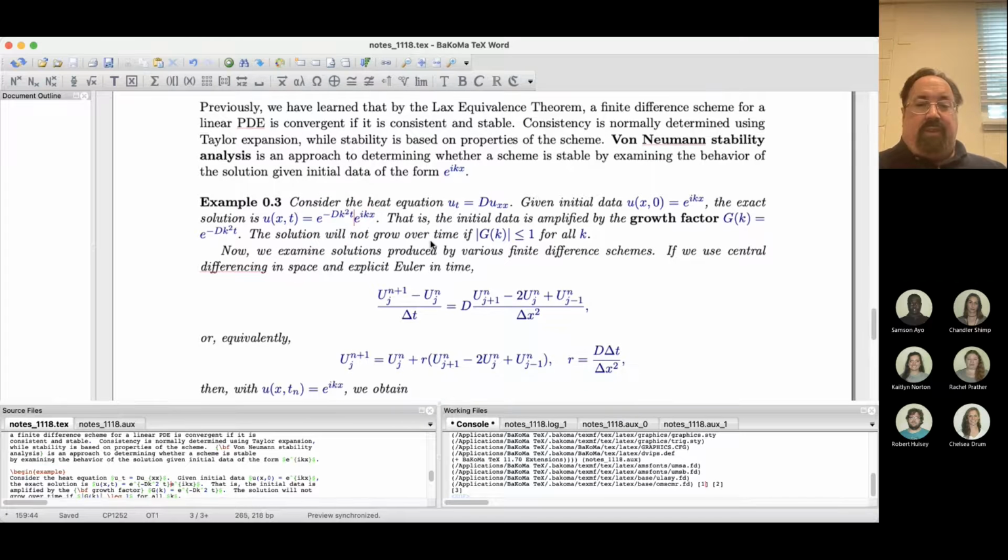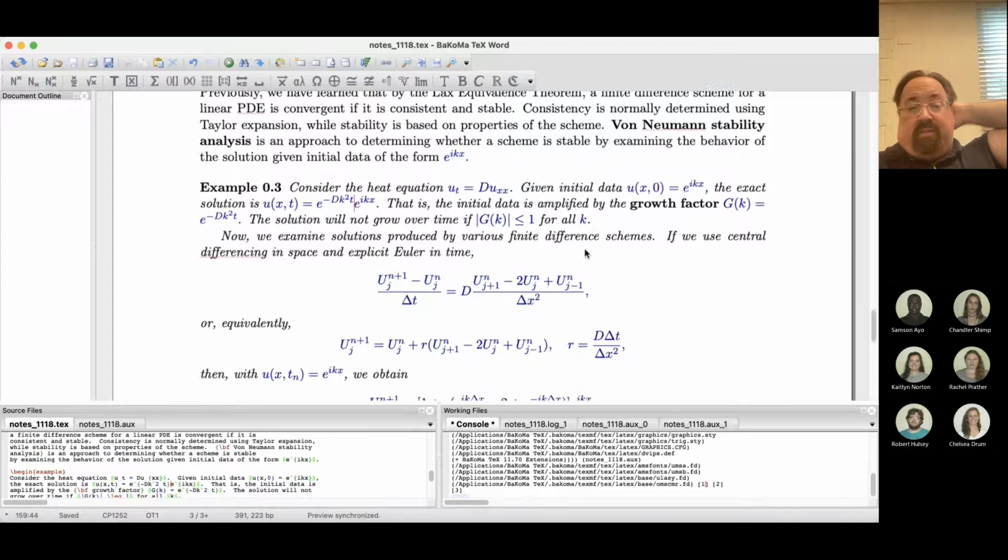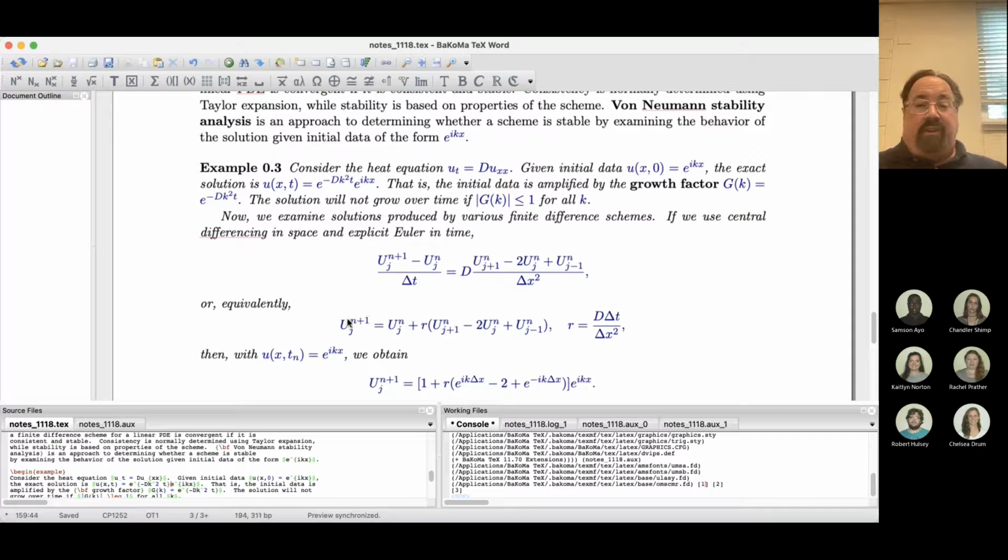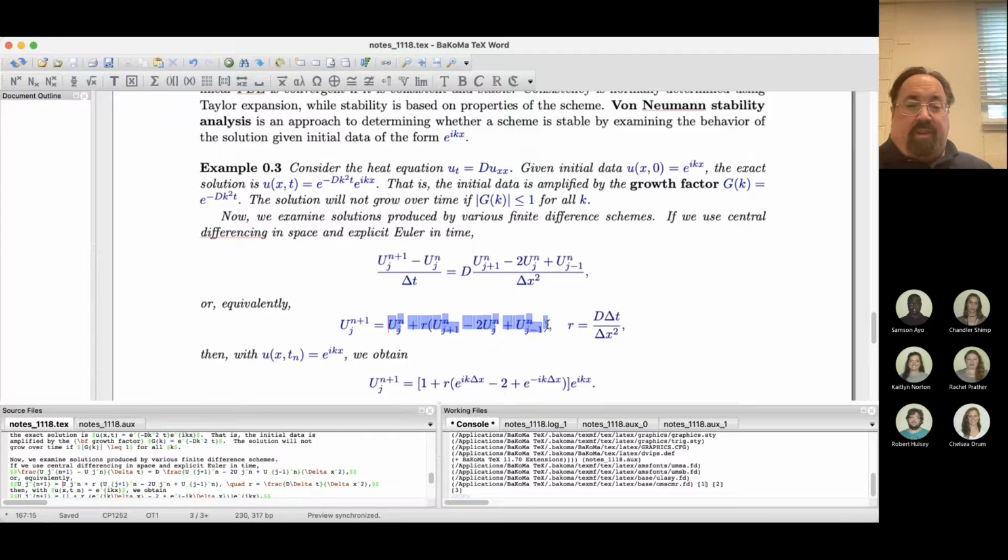So as an example, if we solve the heat equation using explicit Euler in time, and then here we use central differencing in space for the u_xx. So this describes the whole scheme. First, just to simplify things, I've rearranged it so that the solution at the new time is equal to all this, where we use a shorthand, r equals D delta t over delta x squared, just to have the scheme in a simpler form. Now we go ahead and substitute u_j^n equals e to the ikx_j.